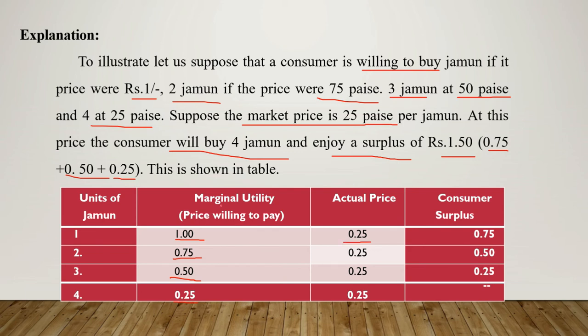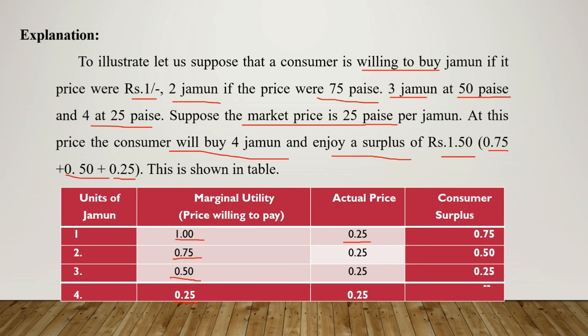Consumer surplus is nothing but the difference between the price willing to pay, or marginal utility, and the actual price. 1 minus 0.25 is 0.75, 0.75 minus 0.25 is 0.5, 0.5 minus 0.25 is 0.25. At the fourth unit of consumption, you will not get any consumer surplus. There is no surplus, that is zero.